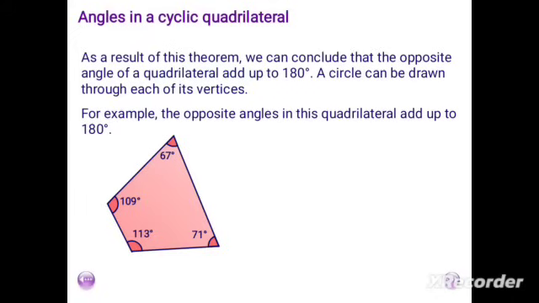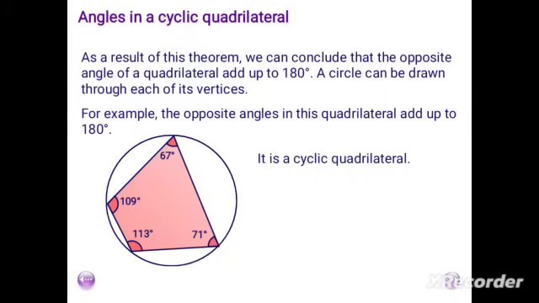Now, the opposite angles in this quadrilateral add up to 180 degrees. So we have 113 degrees opposite to 67, then we have 109 opposite to 71. So that is a cyclic quadrilateral.